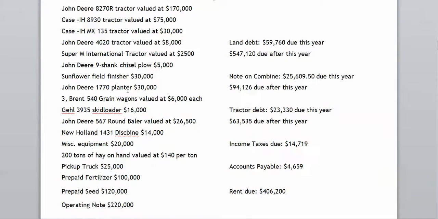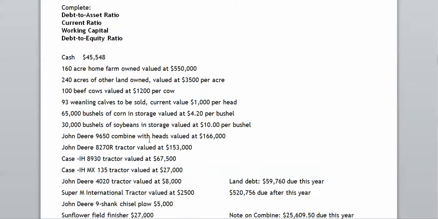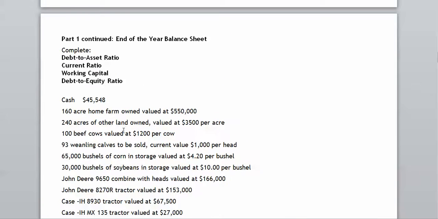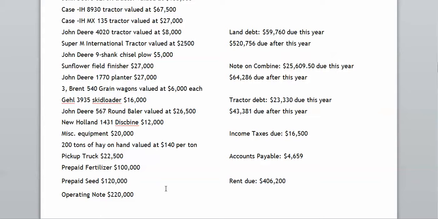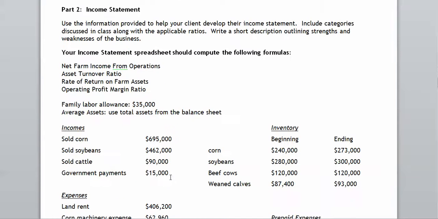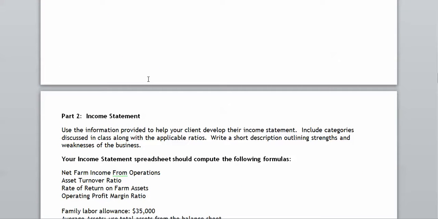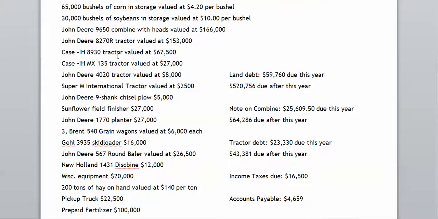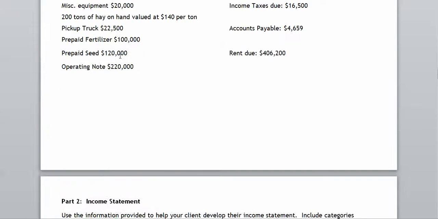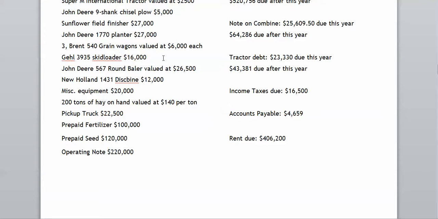So that was the information for the beginning of the year balance sheet. Here's the same information, basically new values, for the end of the year balance sheet. So we're going to construct the beginning of the year balance sheet and end of the year balance sheet using this information. I will have a template for you available on my assignments in the final finance project assignment.